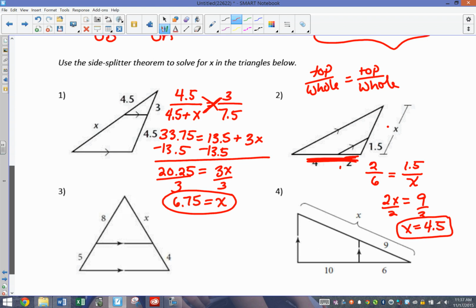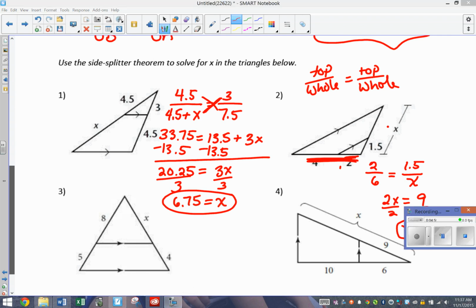All right, I want you to use that same idea, and I want you to try 3 and 4 on your own. So hit pause, try 3 and 4 on your own, and I will magically make the answers appear in a moment.